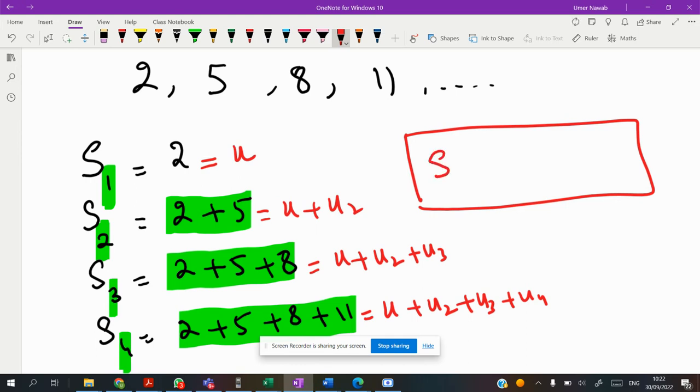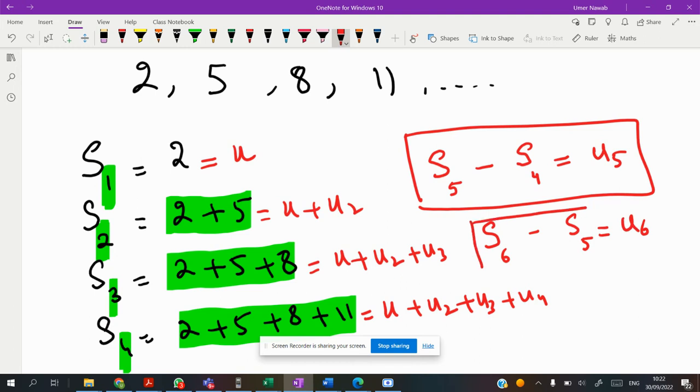What is that? If you subtract S4 from S5, that is equal to U5. If you subtract S5 from S6, you will get U6. Does it make sense to you guys?